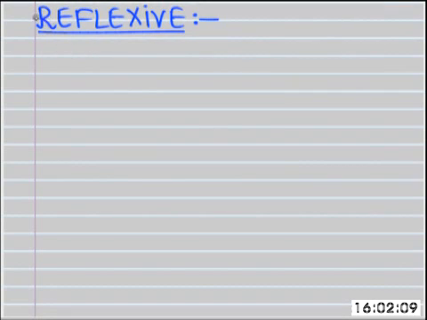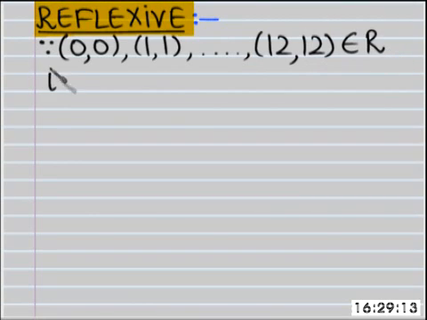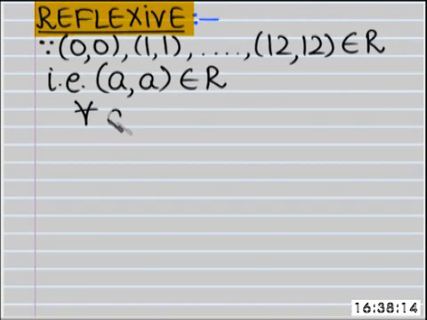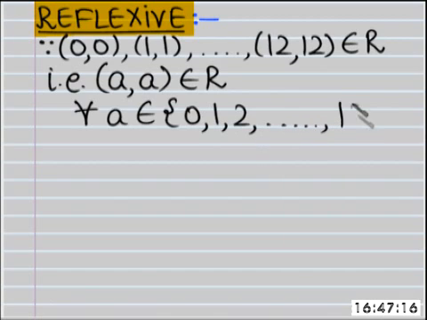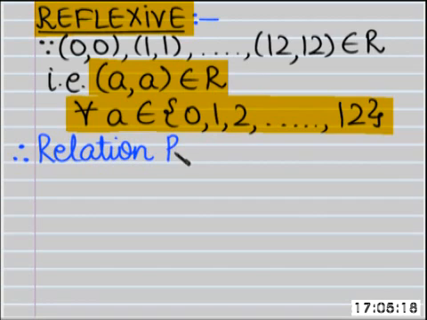Now, first of all, we shall check the reflexivity of relation R. Now, because we know that ordered pair 0, 0, 1, 1 and so on up to ordered pair 12, 12 all belong to relation R, that is, we can say that ordered pair A, A belongs to the relation R for all A belonging to the set consisting of elements 0, 1, 2 and so on up to 12. Therefore, we can say that relation R is reflexive.